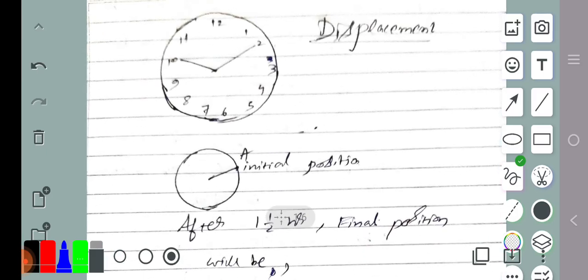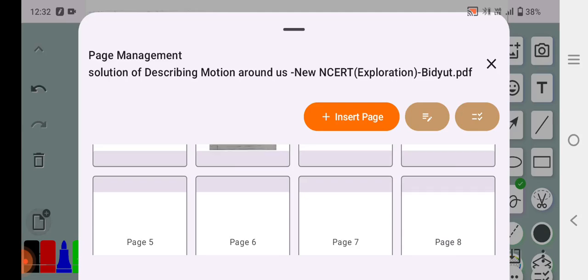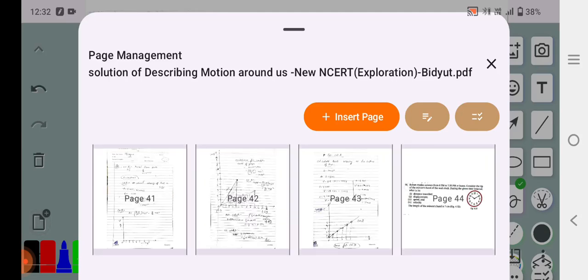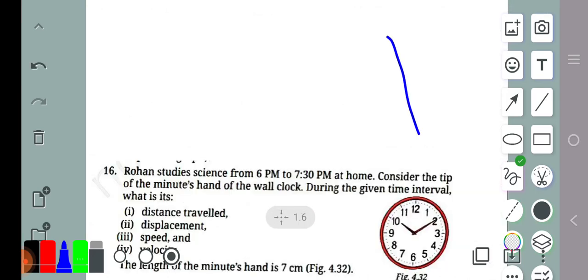I am just explaining you once again. Coming back to the question, suppose the minute hand is here according to the question. If this is 6 p.m., suppose this is the minute hand right now. So after 1 hour, it comes back to here, right? And after half an hour, it will come to here only, right? So this is the displacement.